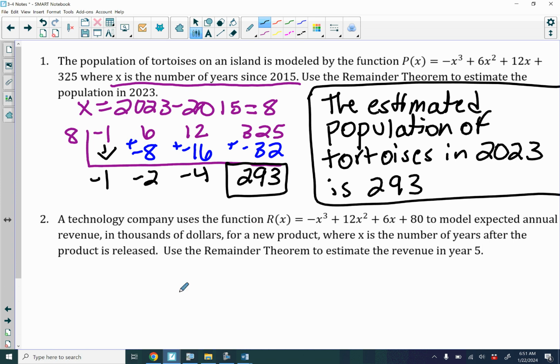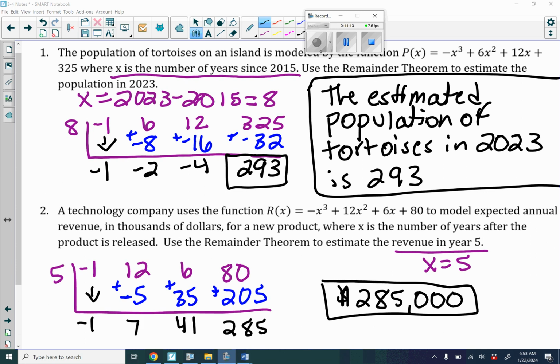Now what I would like you guys to do is pause the video and go ahead and try example number 2. Okay, here's the answer to number 2. A technology company uses the function r of x equals negative x cubed plus 12x squared plus 6x plus 80 to model expected annual revenue, in thousands of dollars, for a new product, where x is the number of years after the product release. We're going to use the remainder theorem to estimate the revenue in year 5. So year 5 is just x equals 5. We didn't need to do any subtraction. That is the number that's going to go outside the box.